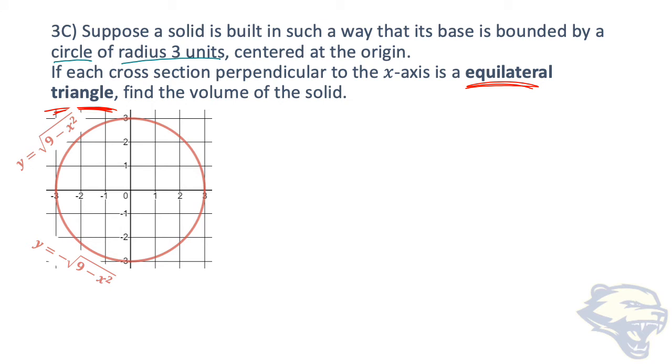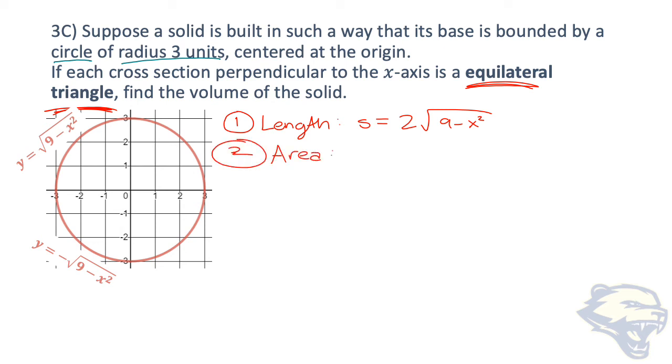Okay, so back to the same base. We're going to just do equilateral triangles next. So our length formula, same as before: top minus bottom, and we've got the positive root and the negative root. So that comes out to be twice the root, so 2 root 9 minus x squared. And then the area, which our shortcut for equilateral triangles, is just root 3 over 4 times that side length squared. So that's root 3 over 4 times that 2 root, all squared.